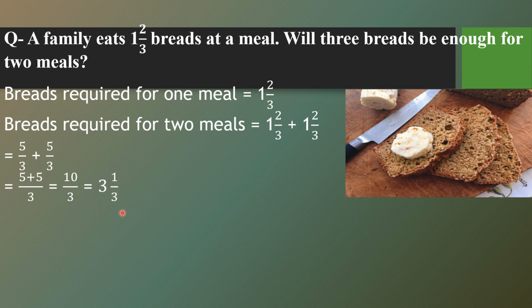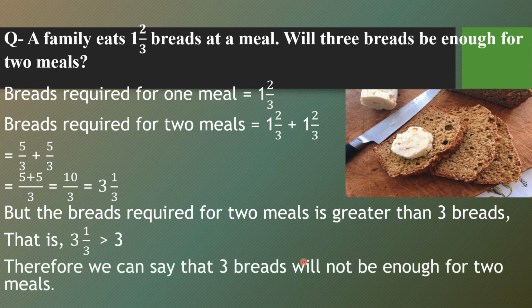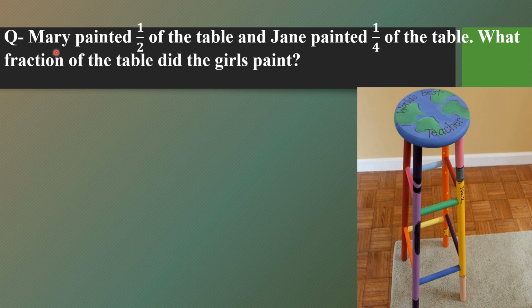3 and 1 by 3 is required for 2 meals. The meaning of 3 and 1 by 3 is that 3 breads plus 1 by 3 part of a bread. It means the bread required for 2 meals is greater than 3 breads. So we can say that 3 breads will not be enough for 2 meals. Very simple.